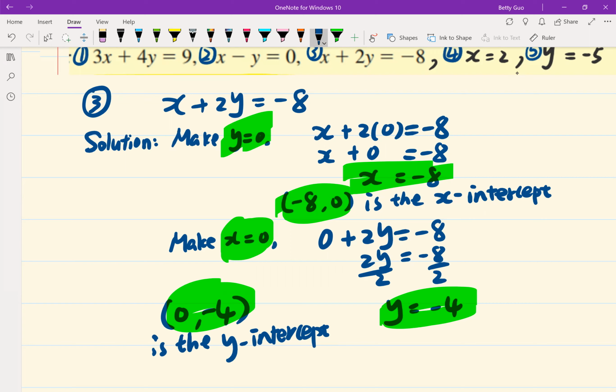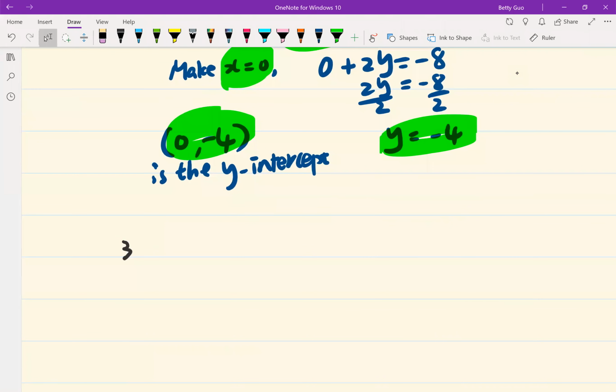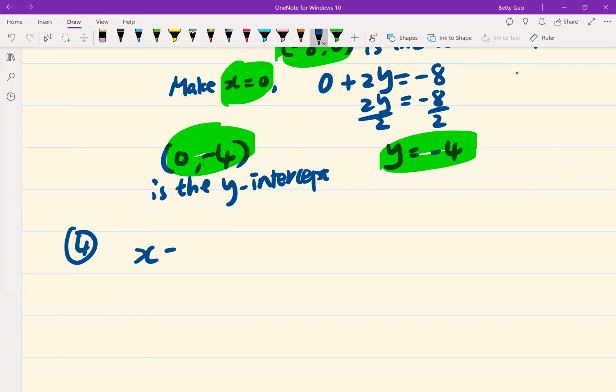The last part of this video, we are going to look at 4 and 5. Number 4 is x equals 2. We have agreed this equation is also a linear equation in two variables because it could be written as 1 times x plus 0 times y equals 2, right? A is 1, B is 0, C is 2.